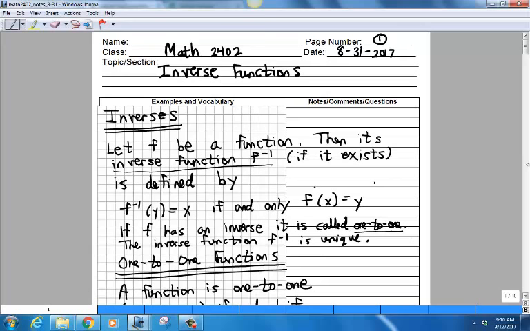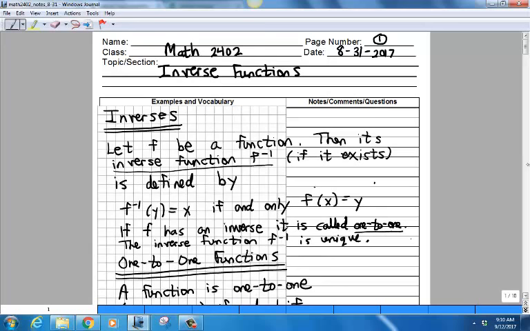Functions do not have to have inverse functions. For some functions, you won't have an inverse function. But if a function does have an inverse function, it's called a one-to-one function. We'll get a feel for why that's where that name comes from in just a second. So if a function has an inverse, it's called a one-to-one function.